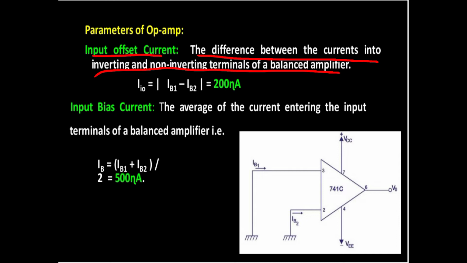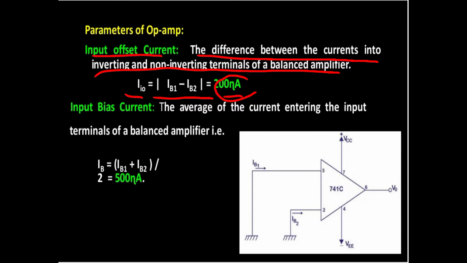That is I_IO equal to the modulus of IB1 minus IB2, where IB1 is the current flowing through the inverting terminal and IB2 is the current flowing through the non-inverting terminal, which is equal to 200 nanoamperes. This is 200 nanoamperes for the 741 IC. If we consider the 741 IC, then the input offset current is 200 nanoamperes.